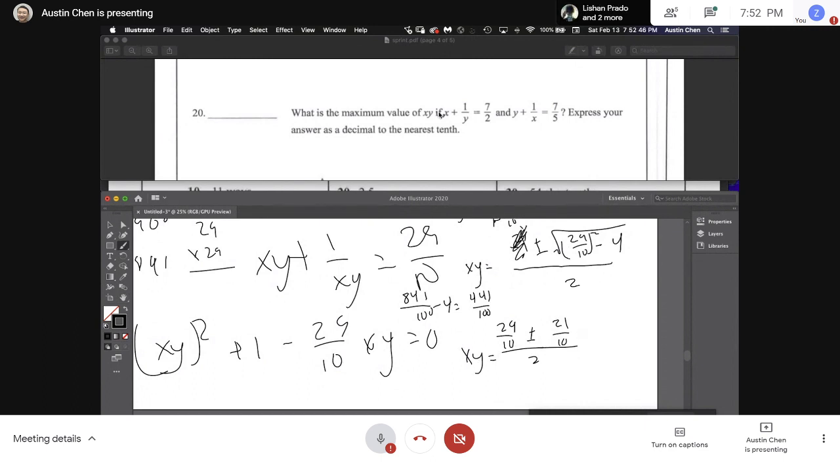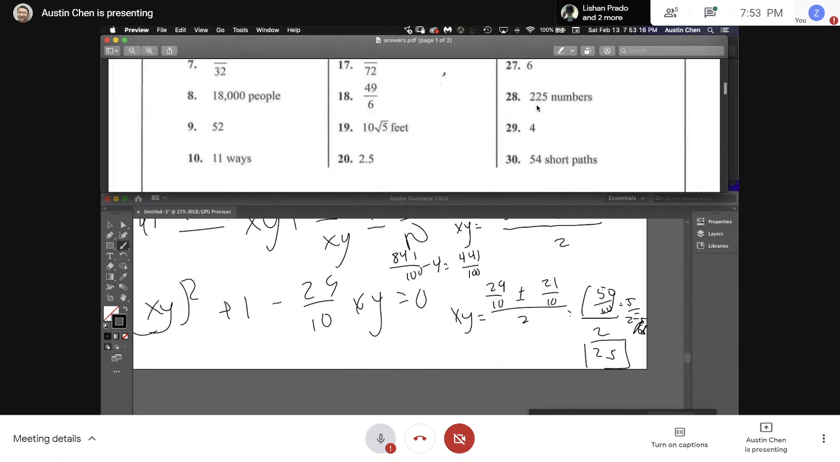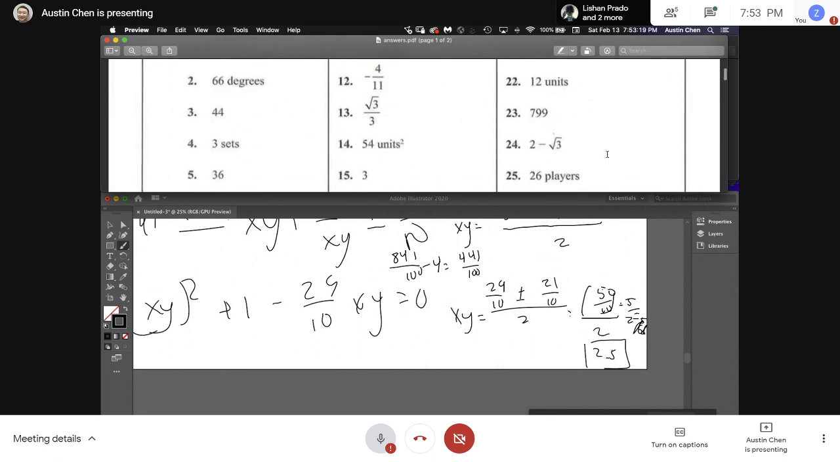Okay, and we want the maximum value of xy. So you want to take the positive value here to get the maximum. Then we have 50/10 over 2, which is 5 over 2, which is 2.5. It says decimal to the nearest tenth. It is 2.5. There you go. That's our answer.